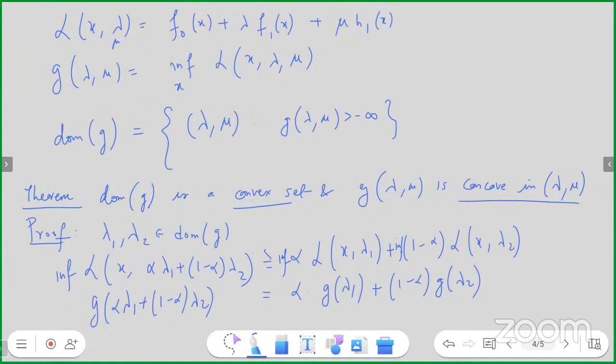So this conclusively proves that the function g is always concave, irrespective of f being convex or not, and we did not use the fact that f is convex. So this is something very important. Another advantage of solving the dual. Even if your primal is not convex, you go to the dual, that's always concave. So you can always solve the dual problem as long as you show me that the domain is convex.